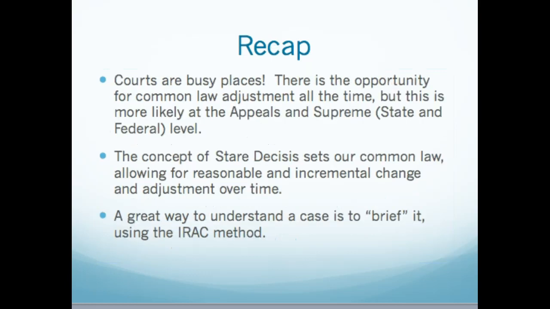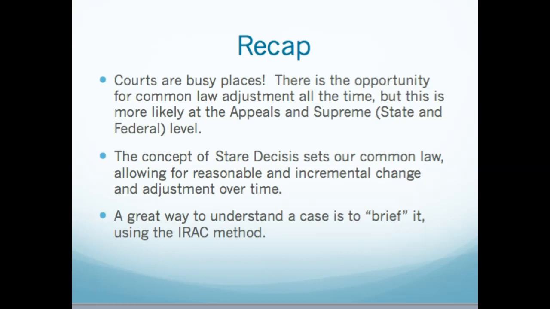Courts are really busy places. 102 million cases in the United States in 2019. Or that was 2006. I apologize. I will find a 2019 stat for you, but when I pulled down over 100 million cases, I think you get the point. You're not going to read all those cases.